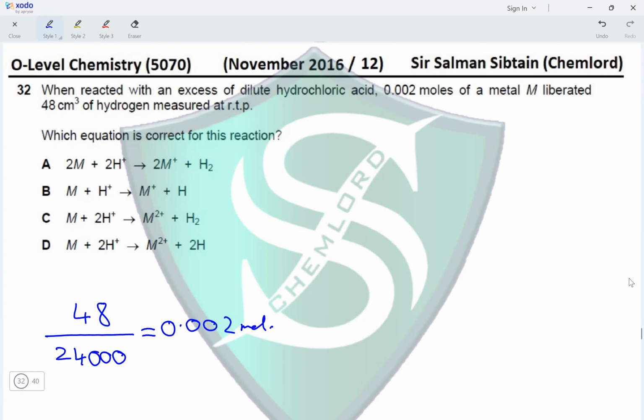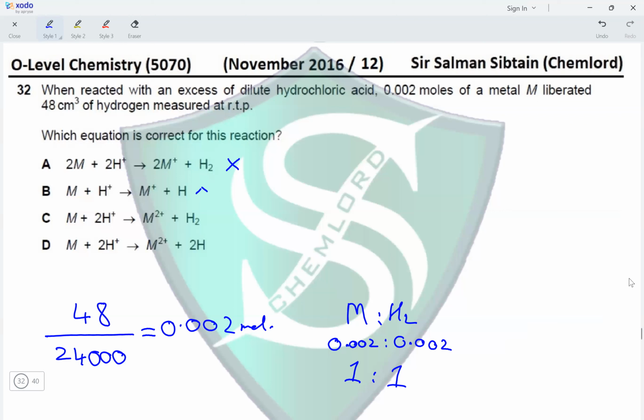This gives us a value of 0.002 moles. So the ratio of metal M with hydrogen gas is 0.002 is to 0.002, which is the same as 1 is to 1. Therefore, in the equation, 1 mole of metal M would produce 1 mole of hydrogen gas. So, in option A, we've got 2 moles of metal M producing 1 mole of hydrogen. So, this is incorrect. In the second option, we've got 1 mole of metal M producing 1 mole of hydrogen atoms, which is also incorrect.